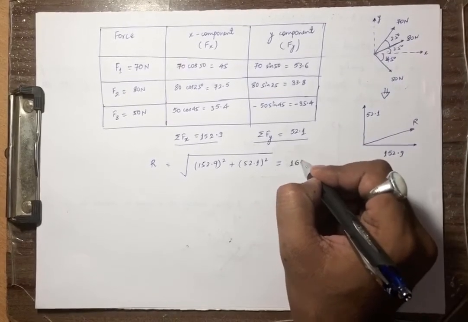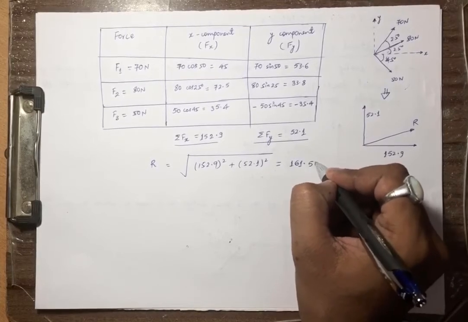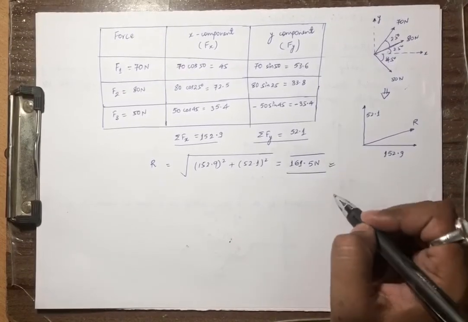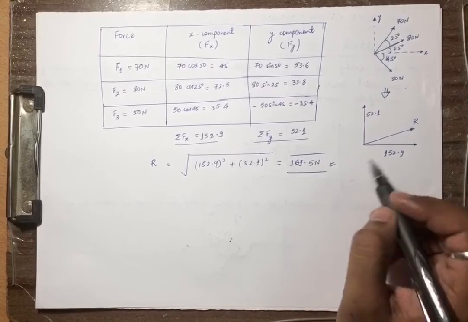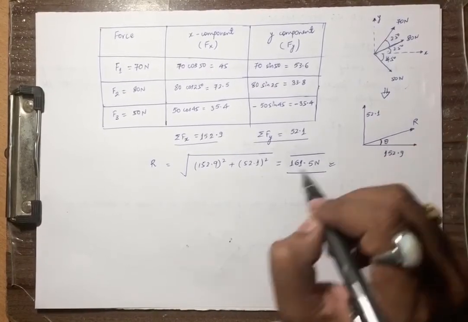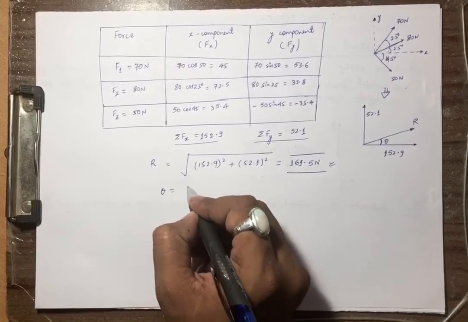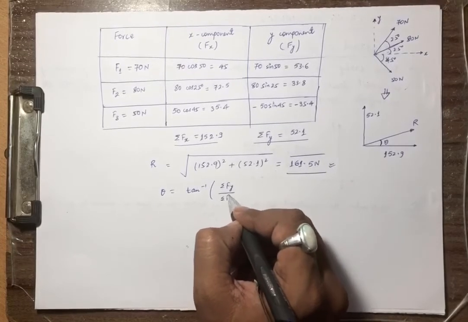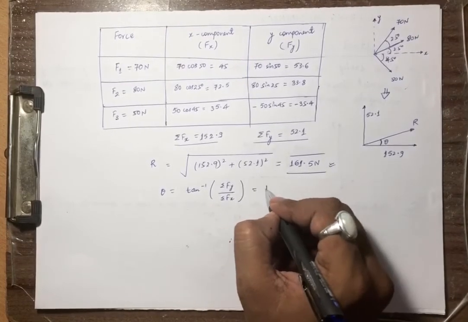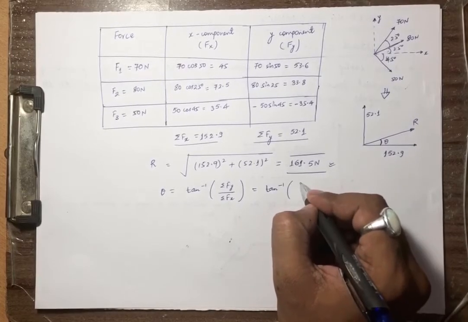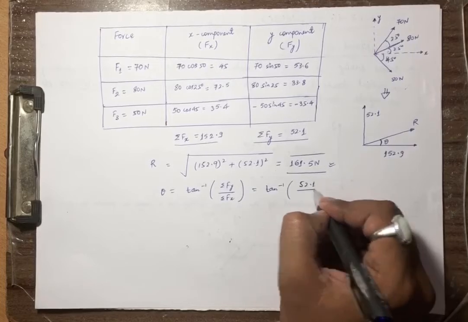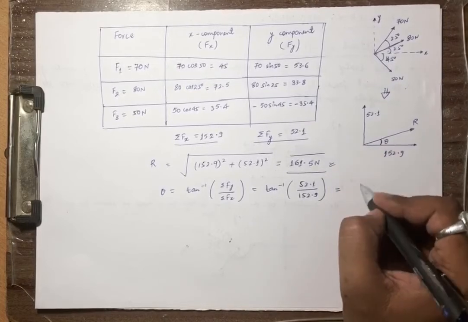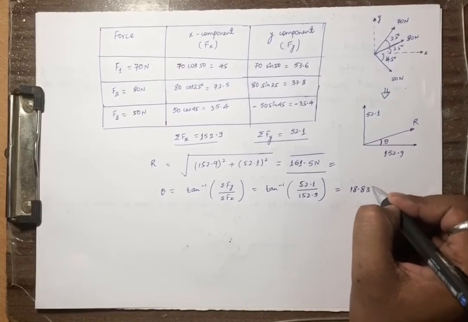So this is coming to be 161.5 Newton. So force is a vector. Magnitude we know, we have to find the direction also, this theta. So theta is tan inverse of summation Fy upon summation Fx. So this is tan inverse of 52.1 upon 152.9. This is coming to be 18.83.